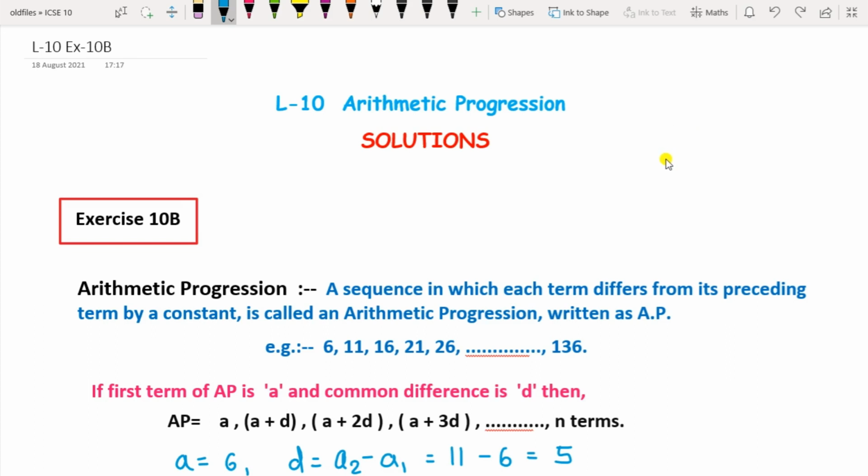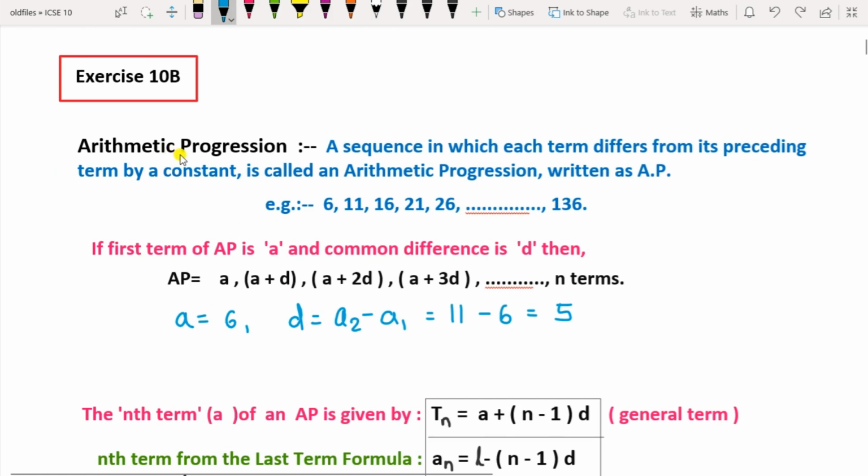In the link above, I have shared the video of exercise 10A, where we have learnt about what is an AP, the first term a, common difference d, number of terms n, and the value of the nth term, that is Tn. Now in exercise 10B we are going to find the sum of the n terms of the arithmetic progressions, that is AP.